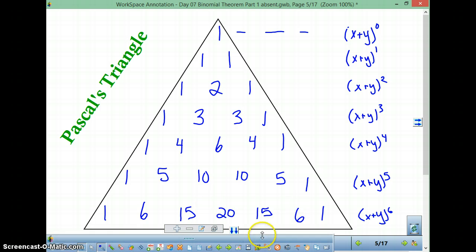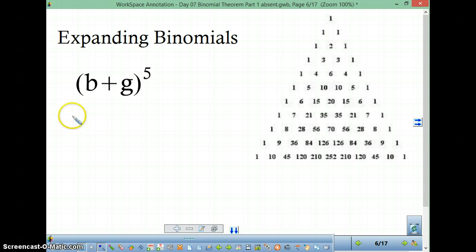Notice also that it's always symmetric. That's going to help us have half as much work. Watch me do this one. B plus g to the 5th. First of all, which line am I going to need? Okay, I'm going to need this one.